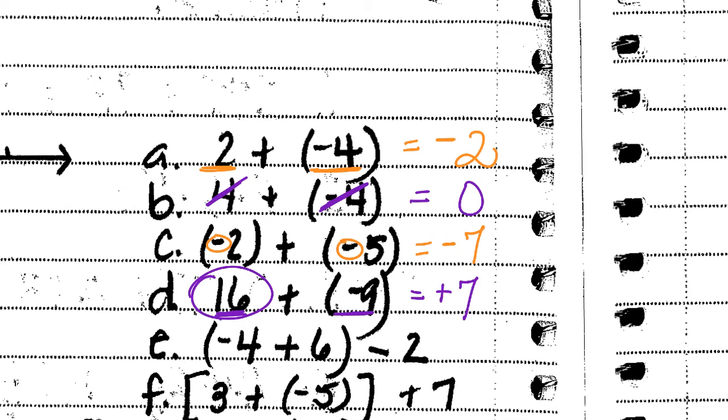This one I don't have much room to show you, but -4 and 6 is +2, and 2 minus 2 is 0. Those are called opposite numbers. 3 and -5 is -2. Remember, we're going to take the sign of the larger and subtract the numbers. And -2 plus 7 is a +5. Great job.